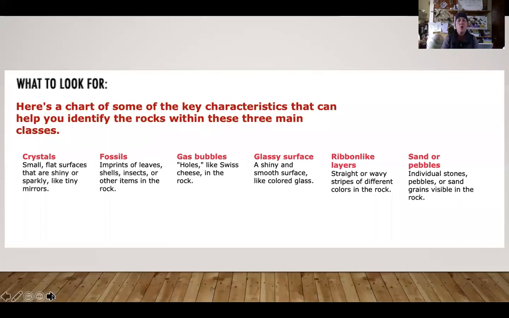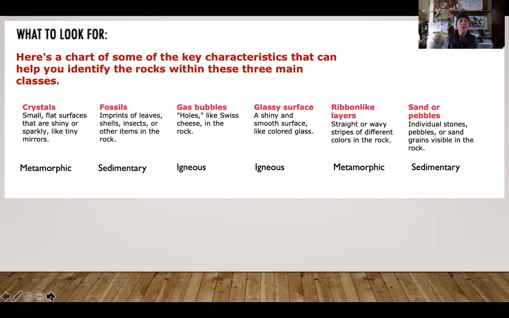So when you're going to look at your rock samples and try to figure out which of the 3 rock types they are, you're going to look for crystals, fossils, gas bubbles, glassy surface, ribbon-like layers, or sand or pebbles. Here, I did something to help you a little bit more. Beneath each of those, if you find crystals, you're probably looking at a metamorphic rock. If you find fossils, you're looking at a sedimentary rock. If you find gas bubbles, it's igneous, and if it's a glassy surface, it's igneous.